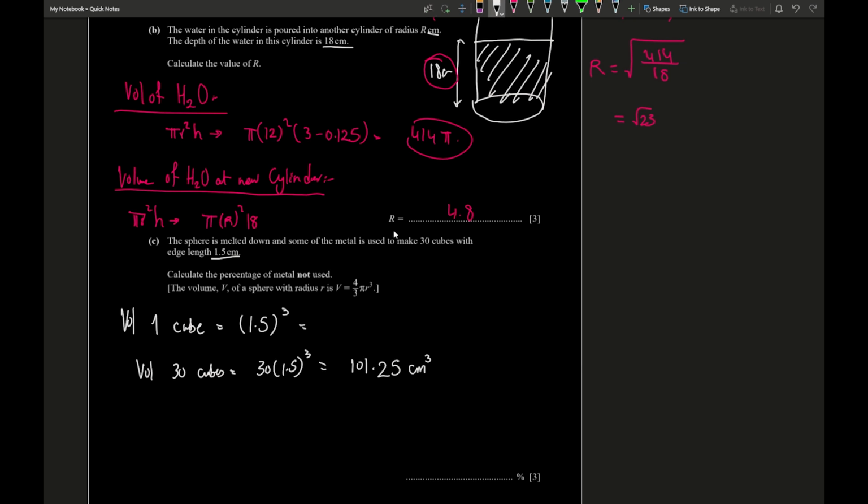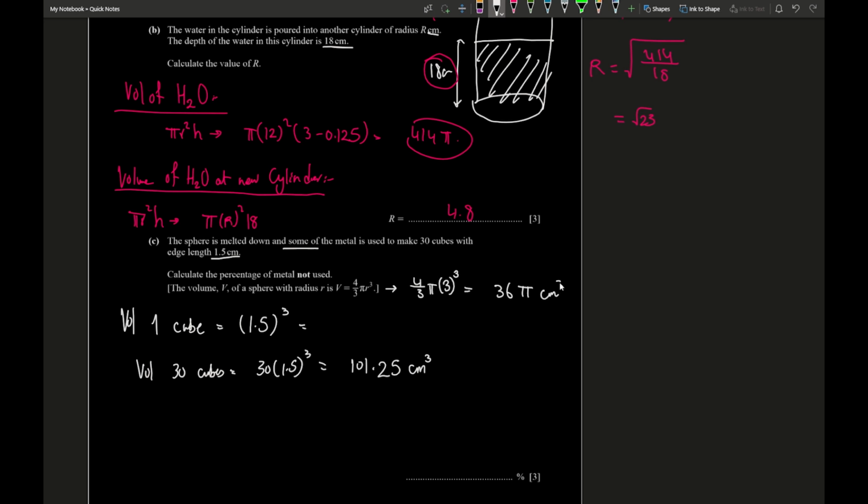Okay, we're back. So we were saying that the volume of 30 cubes is equal to 101.25 centimeter cubed, and the question says the sphere is melted down and some of the metal is used. That means not all of the sphere's volume was used to make the 30 cubes. So let's calculate the volume of the sphere. The volume of the sphere is given by 4 over 3 pi r cubed, which is 4 over 3 pi times 3 raised to the power of 3, which is equal to 36 pi.